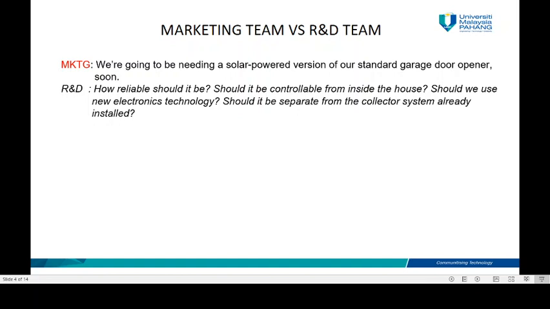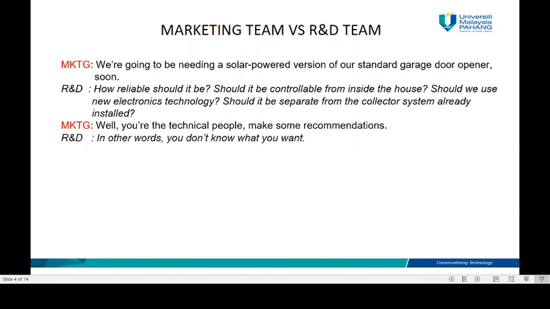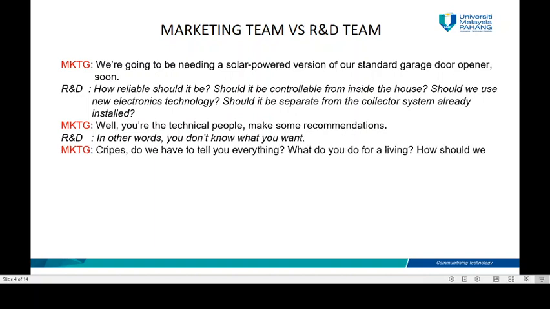The marketing team will say, we are going to be needing a solar powered version of our standard garage door opener soon. The R&D team will ask, but how reliable should it be? Should it be controllable from inside the house? Should we use new electronics technology? Should we be separate from the collector system already installed? And the marketing team will say, well, you're the technical people, so make some recommendations. But then the R&D will say, in other words, you actually don't know what you want. Then the marketing will say, hey, do we have to tell you everything?